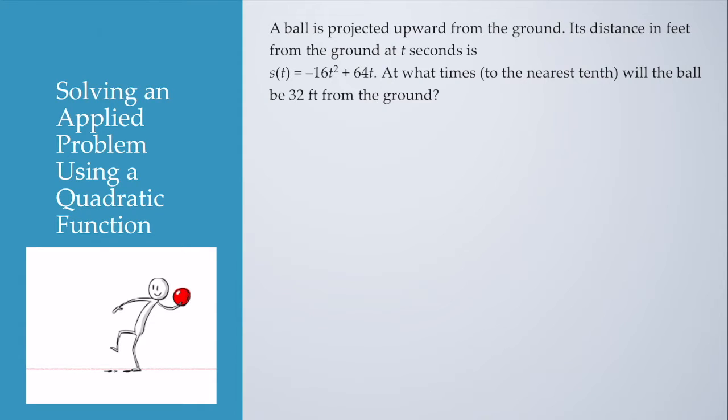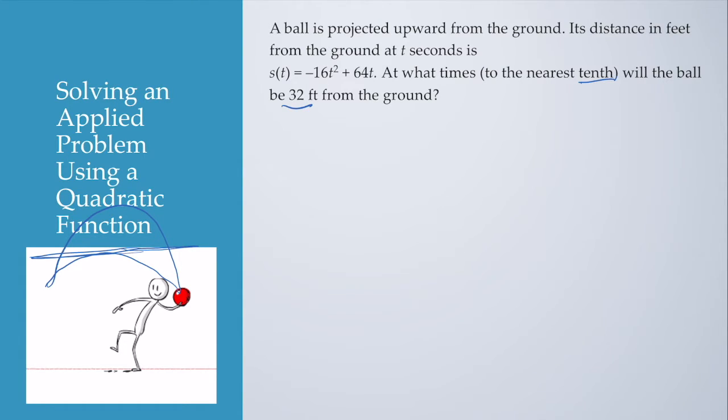The last example in this section is a projection problem. So a ball is projected upward from the ground, and the distance from the ground at t seconds is S of t equals negative 16t squared plus 64t. At what times, because it goes in like an arch, right? At what times will my ball, to the nearest tenth, so 1 decimal place, be 32 feet from the ground?